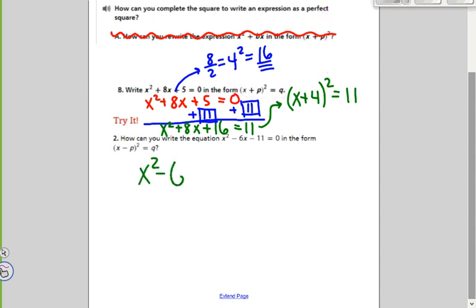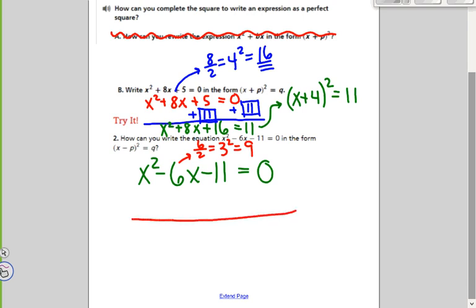X squared minus 6x minus 11. Oh, minus 11. I'm so disappointed in you. You are not the gift that I wanted. I don't want a minus 11 there. I wish that that minus 11 was half of 6 squared. I wish the minus 11 was a positive 9. In every problem we've done, that C, that last term has to be positive.